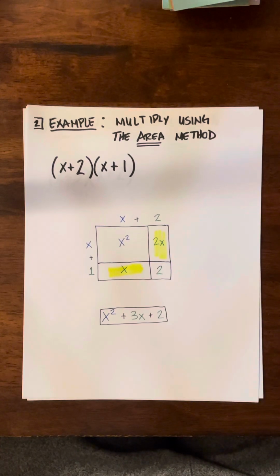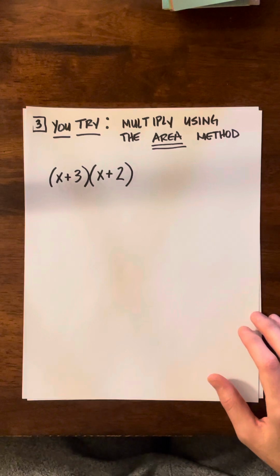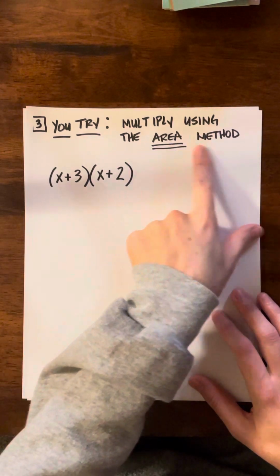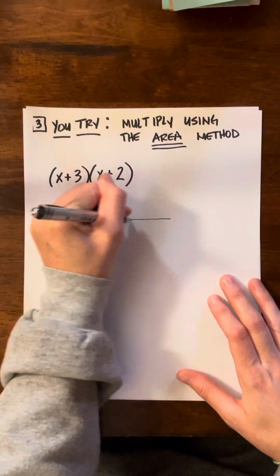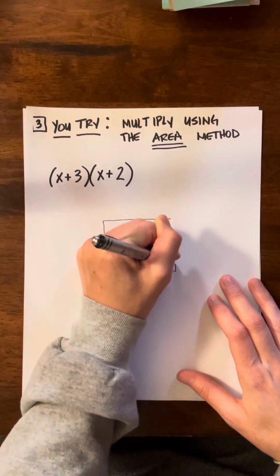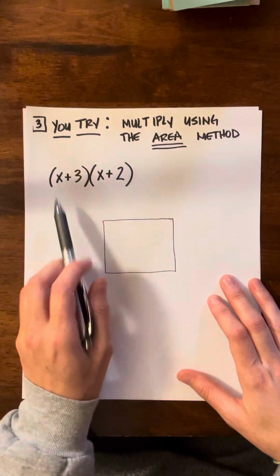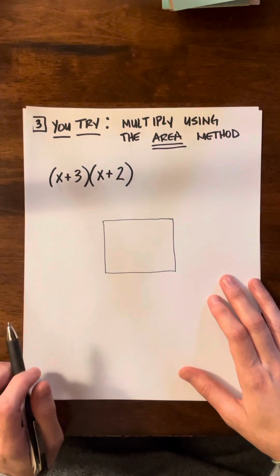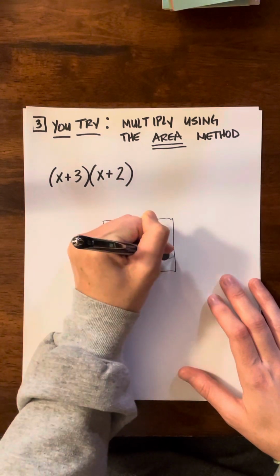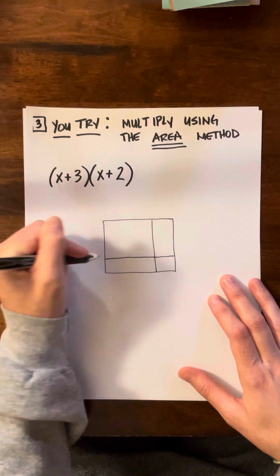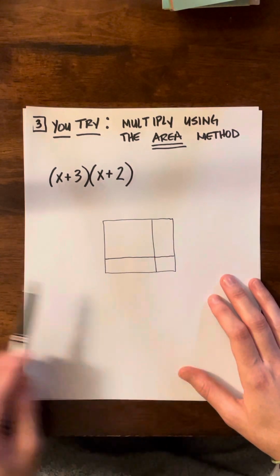Okay, let's go ahead and do another example. Again, we're going to multiply using the area method. First thing we're going to do is draw our big box, because this is going to help us convert our factored form of our quadratic expression into just our quadratic expression. So we make our big box, we split it into 4. Remember, we have our shapes: we have our big box, we have our rectangles, and we have our small box.